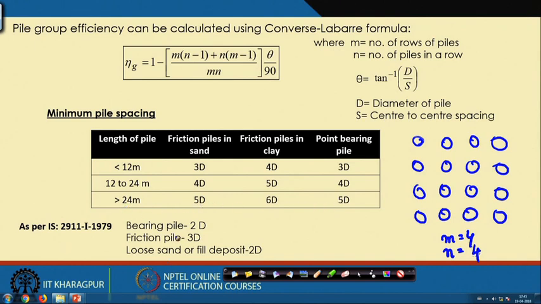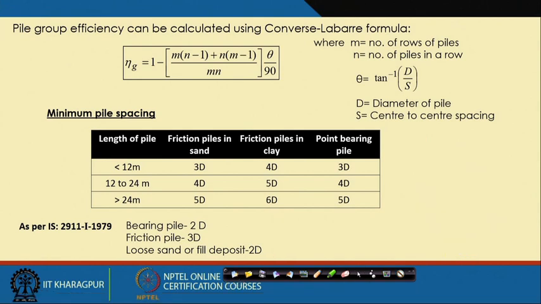IS code has also given the recommendation, if it is bearing pile, the minimum spacing, these are all minimum spacing. Okay. This is also minimum spacing. Is 2D, for friction pile is 3D, and loose sand or fill deposit it is also 2D.